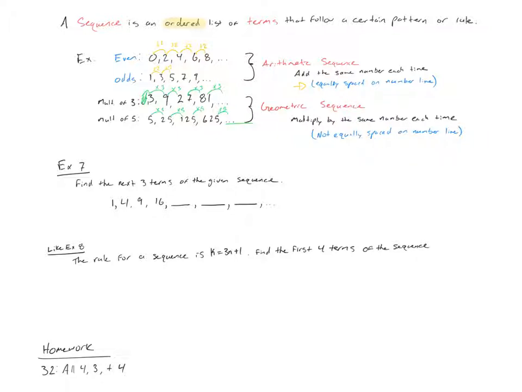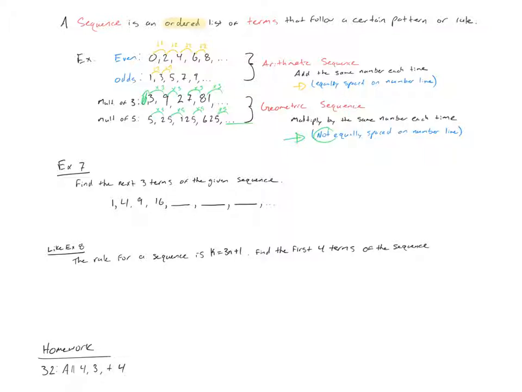So this one is multiplying by a number each time. And this is what we call a geometric sequence. Now notice, a geometric sequence is not equally spaced on a number line. So if you see a sequence on a number line that's not equally spaced, then you would know that it is not arithmetic. Now, it is possible for it to not be arithmetic or geometric. It could be neither one. So just know that they're not all arithmetic or geometric. You could have neither. Okay?